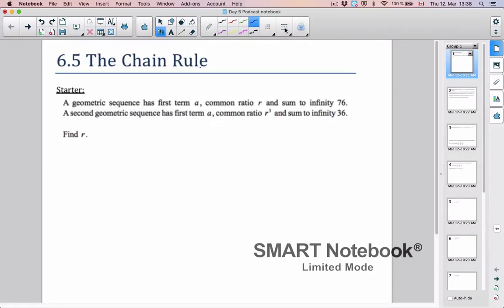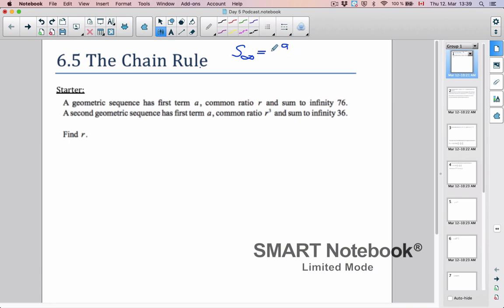Okay, firstly we have a starter that is not related to the chain rule, but if you want to know more about chain rule, just skip this first example and go straight into it. So this starter is just a geometric sequence or series question. And we have the sum to infinity is 76.